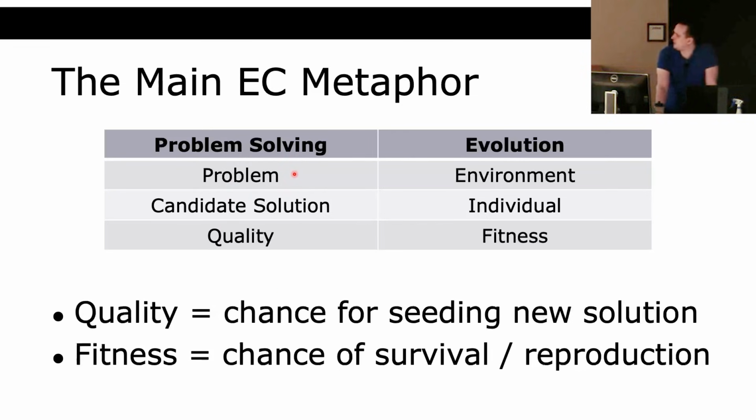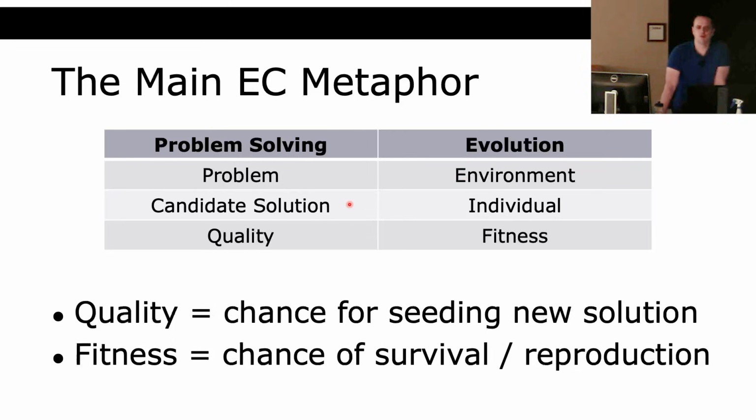So a problem that we would have in a computer science sense would be the environment in our metaphor for evolution, right? So the problem might be pathfinding, but we would phrase this as a problem of survival in an evolutionary context. And this will make a lot more sense once we get into it. In problem solving, we would have a candidate solution.